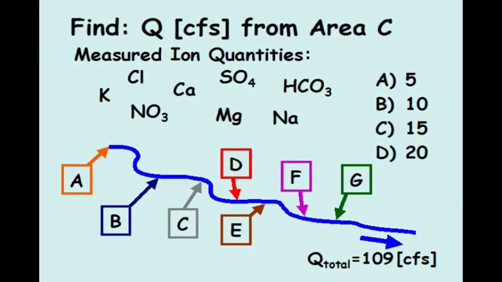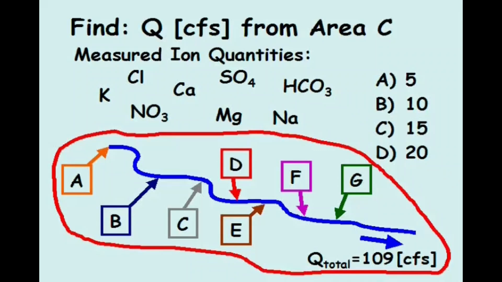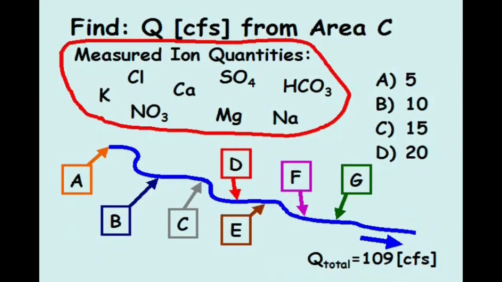Find the runoff in cubic feet per second from area C. In this problem, runoff from 7 areas combine to create a stream flow which has a total flow rate of 109 cubic feet per second. Quantities of potassium, chloride, nitrate, calcium, sulfate, magnesium, bicarbonate, and sodium are measured for the total stream flow, and the concentration of each ion per unit flow rate is known for each area.